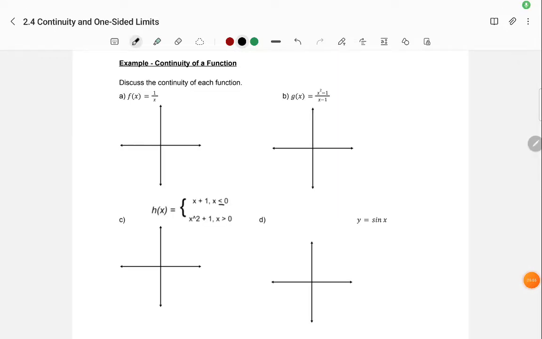So go ahead and try these. I just want you to sketch the graph, use your graphing calculator, sketch it on there, and then discuss the continuity. Is it removable? What kind of discontinuity is it? Is it continuous? Just answer all of those different questions about each one of these graphs. So pause the video, go ahead and try these on your own, and then come back and see how you did.